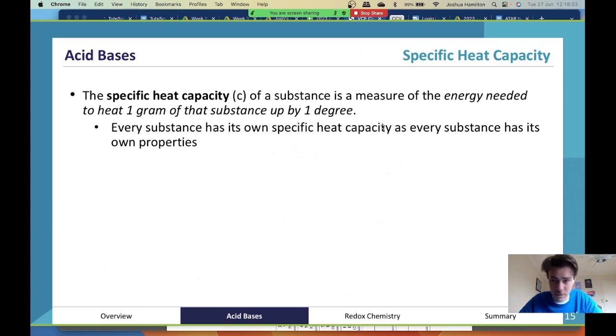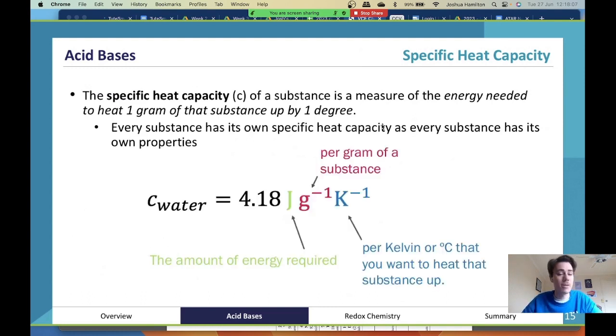Every substance has its own heat capacity, as every substance has its own properties. Water, however, is 4.18, and this is the one you need to know. You don't need to know any other one. What's really important is that if a question asks for another substance, they will give you its specific heat capacity. Water, they will not. Why is that?